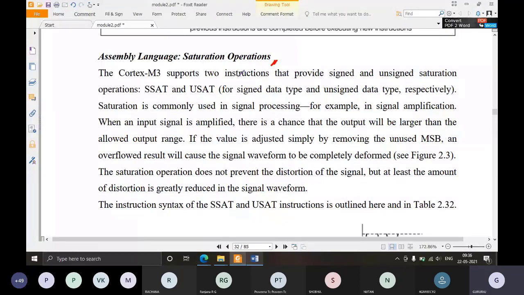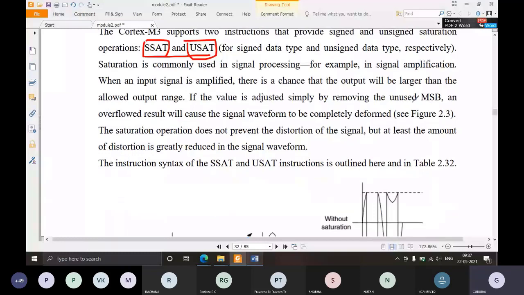This Cortex supports two saturation instructions, SSAT and USAT. This is for signed saturation and this is for unsigned saturation. When an input signal is amplified, there is a chance that the output will be larger than the allowed output range. The maximum range we had was +7. If the voltage value exceeds +7, we will end up with a wrong representation. It should have been +8, but we represented it as -8 because we were using only 4 bits. That was the limitation.